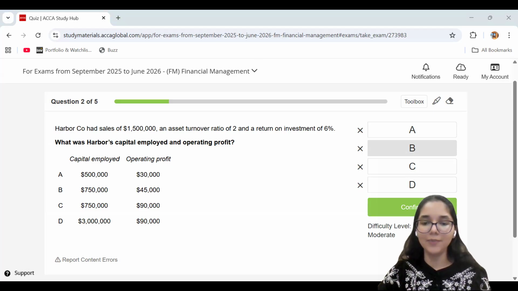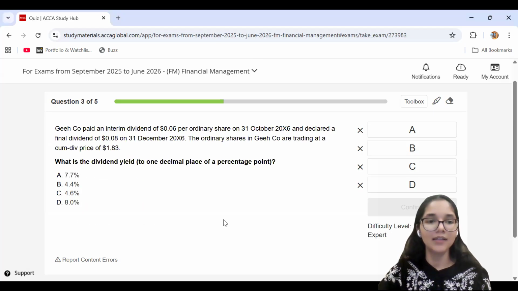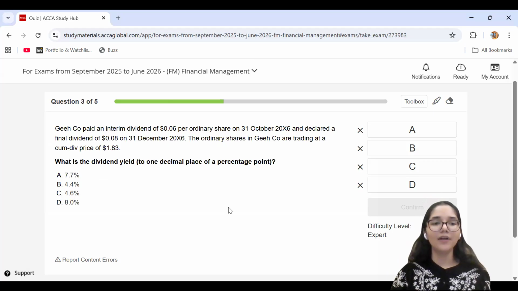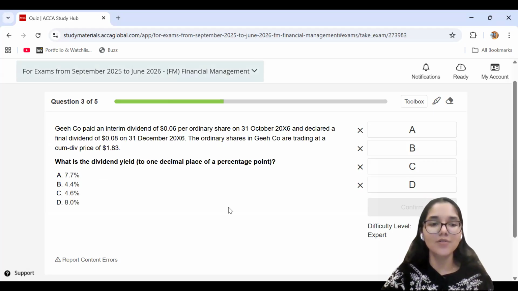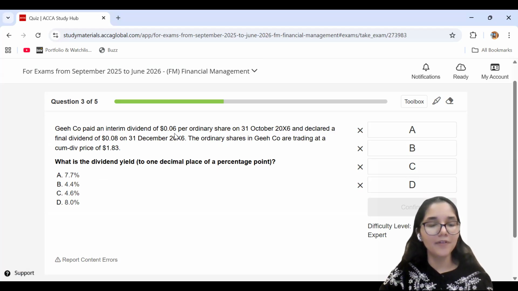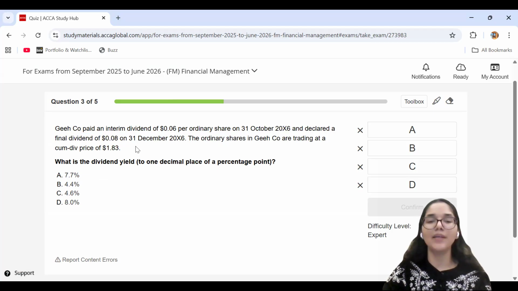Okay, great. I love the participation from you. Let's have a look at question 3. Here we have been asked to calculate the dividend yield. G company paid an interim dividend of 0.06 per ordinary share in the middle of the year, and they declared a final dividend of this much. That means dividend was paid two times during the year, one time in October, another time in December. And the ordinary shares are trading at a cum-dividend price of 1.83.